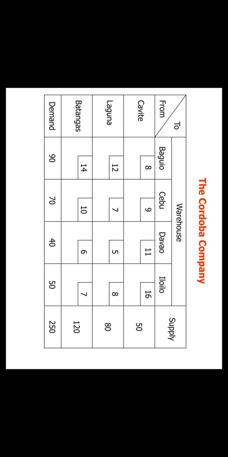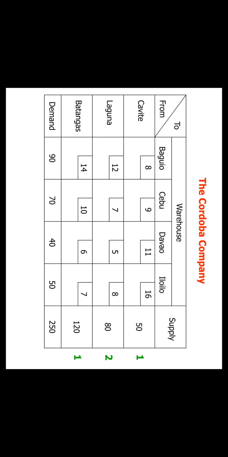Okay, so with Vogel's approximation method, we first have to determine the opportunity cost of each row and of each column. So let's begin with the row of Cavite. The opportunity cost is computed by determining the least cost cell and the second least cost cell, and then we get the difference of the costs in those two cells. So for the row of Cavite, you have 8 and 9, the difference is 1. For the row of Laguna, you have 5 and 7, the difference is 2. For the row of Batangas, you have 6 and 7, you have a difference of 1.